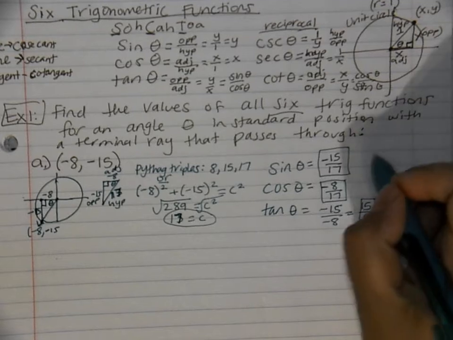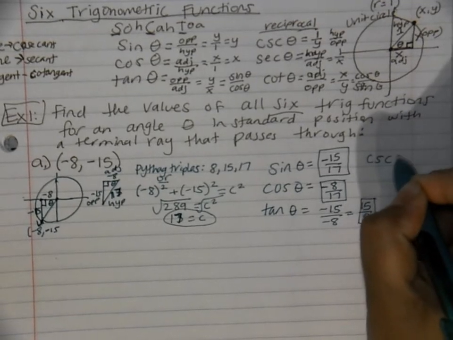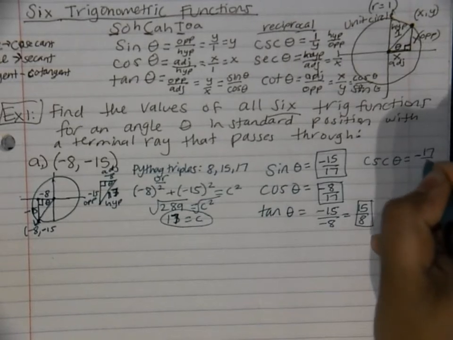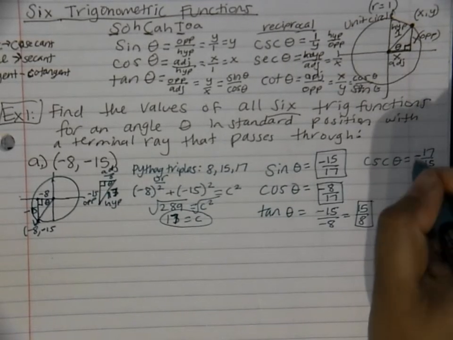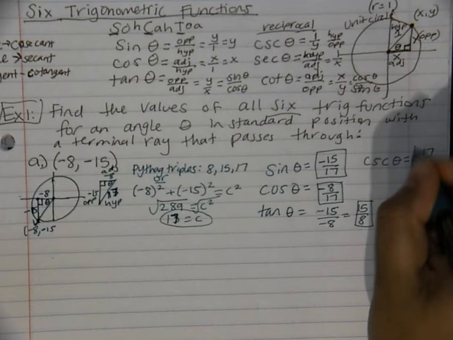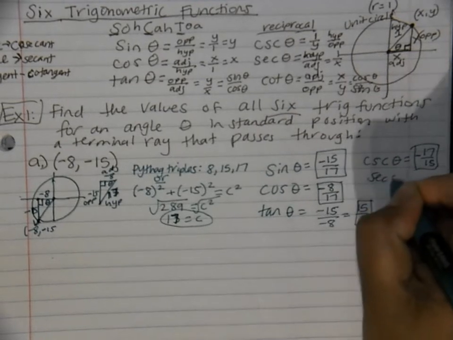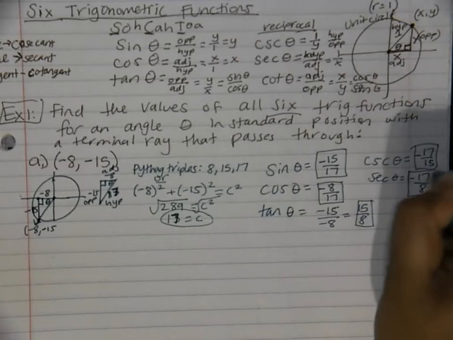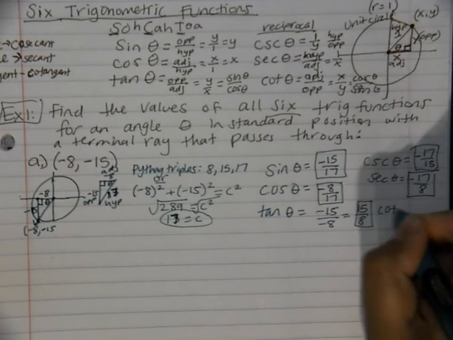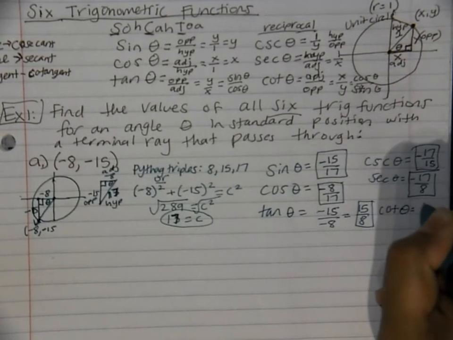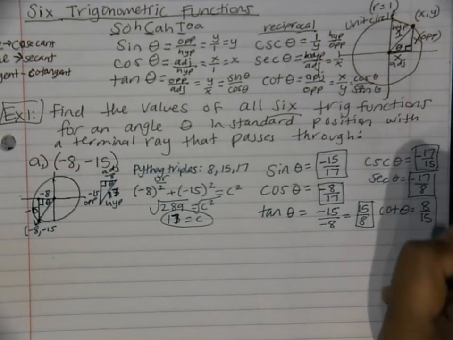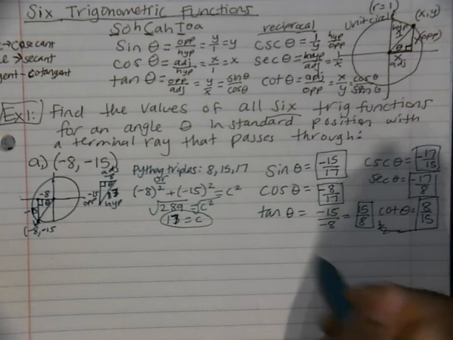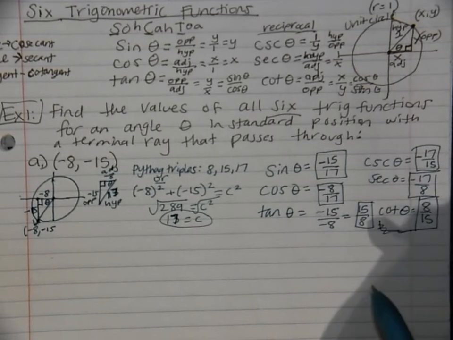Okay, and then you would do the same thing for cosecant. These are easier because you can just look at your answers and flip them. So -17/15, it doesn't matter where you put the negative. Secant would be -17 over 8. Again, does not matter where you put the negative. And then cotangent theta would be 8 over 15. They were both negative, but then of course it turns into a positive.